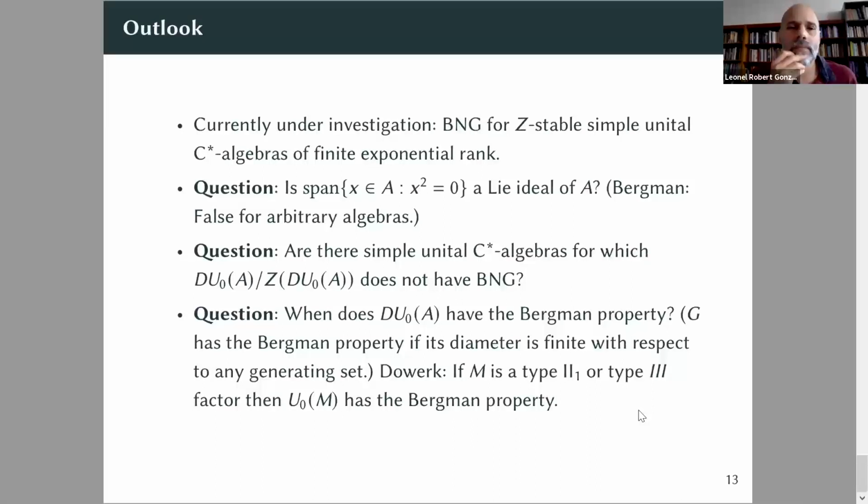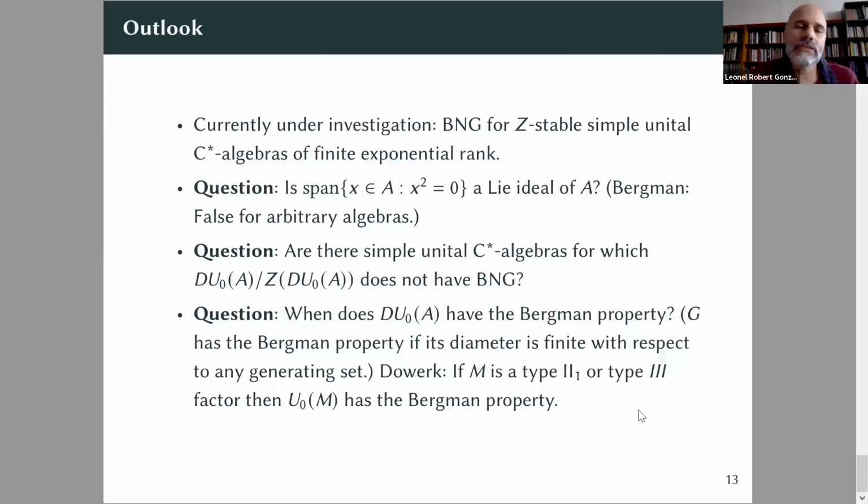Of course, I do believe that this bounded normal generation is a manifestation of regularity. So I do expect that there exist simple unital C*-algebras for which this projective unitary group, so the commutator of the unitaries divided by the center, sorry, I always mean the connected component of the unitaries, does not have bounded normal generation. So one would expect that Vilozny's techniques can be adapted, but it remains to be seen.